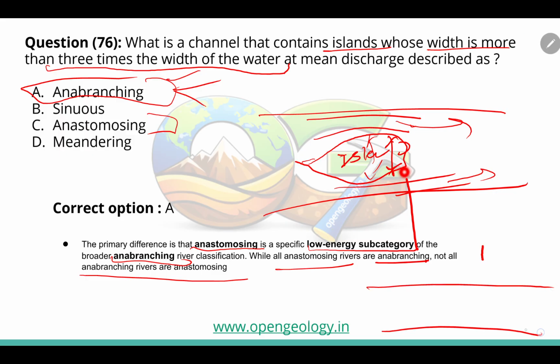Let's say you have another river where there is an island, something like this. The width of water is almost equal to the width of your island. So this will not come into the category of anastomosing. It is not the kind of reference that we are trying to make. Only if it is 3 times the width of water do we call it an unbranching river.